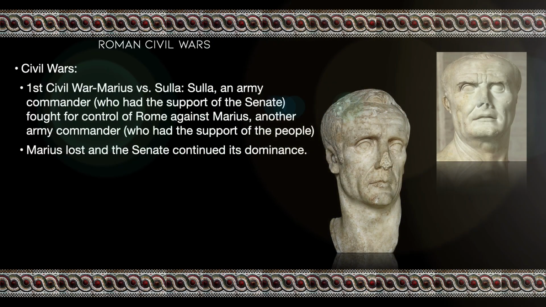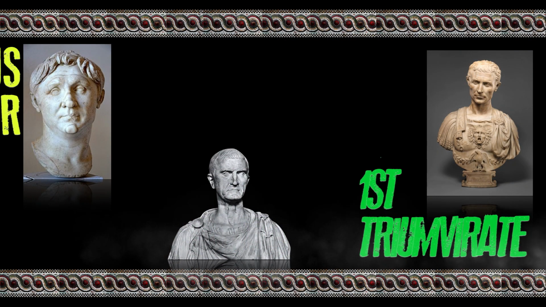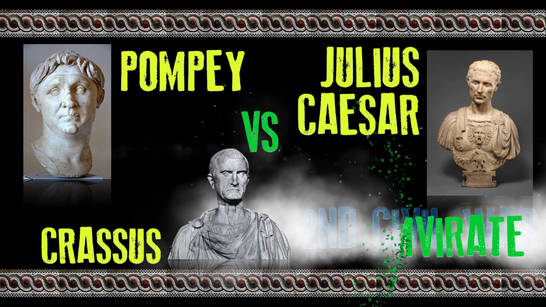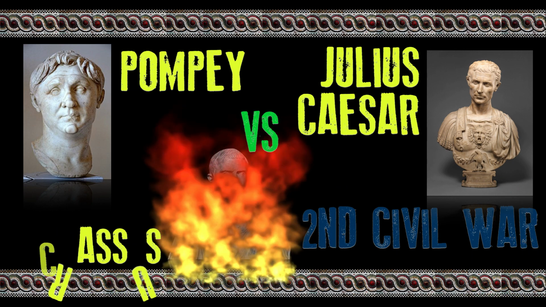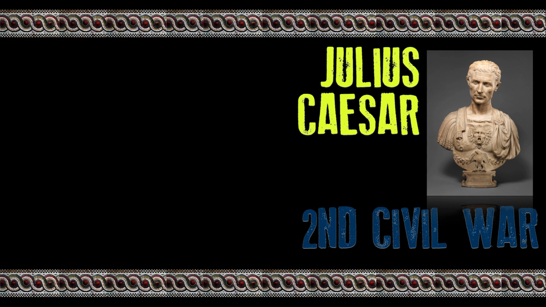However, Sulla, another army commander, is going to be very supportive and supported by the Senate and the wealthy class. So these two are going to go head-to-head against one another, as Marius wants to institute some reforms that will be benefiting the plebes and the common people. This does not go over very well. Marius will lose, and the Senate will continue its dominance. Second civil war will happen as a result of a conglomerate of political relationships called the First Triumvirate. Crassus, Pompey, and Julius Caesar will form this first triumvirate, and Julius Caesar will end up being the winner after a civil war breaks out amongst the three of them.